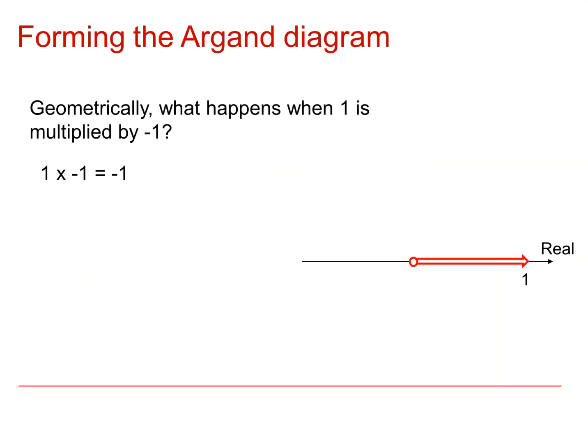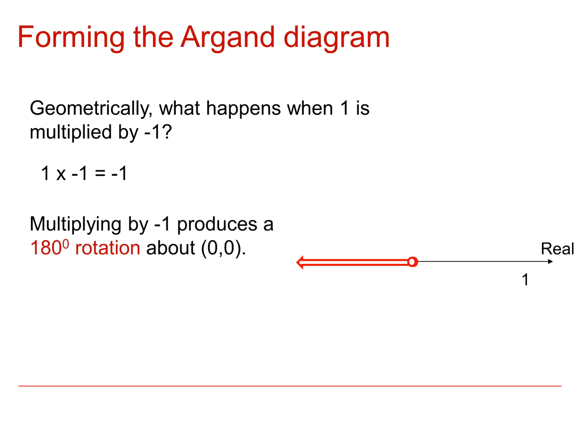Let's think geometrically. What happens when 1 is multiplied by -1? On a standard number line, you get this. You could consider it to be a reflection in the y-axis, but you could also consider it to be a rotation of 180 degrees about the origin.